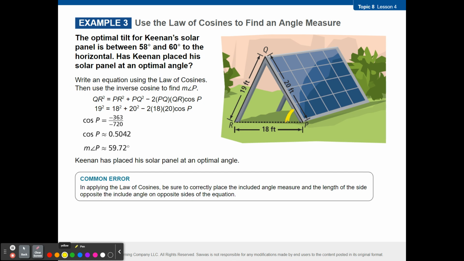The first step is always the setup. Just like before, we're using the side opposite. They have it written right here that QR squared is equal to PR squared plus PQ squared minus 2 times PQ times PR times the cosine of P. When you substitute in, you're left with 19 squared equals 18 squared plus 20 squared, and you get the gist. Everything's substituted in. But they're skipping a lot of information here.